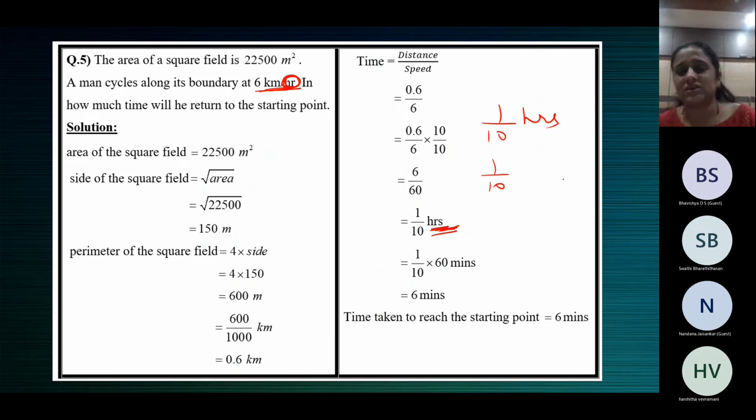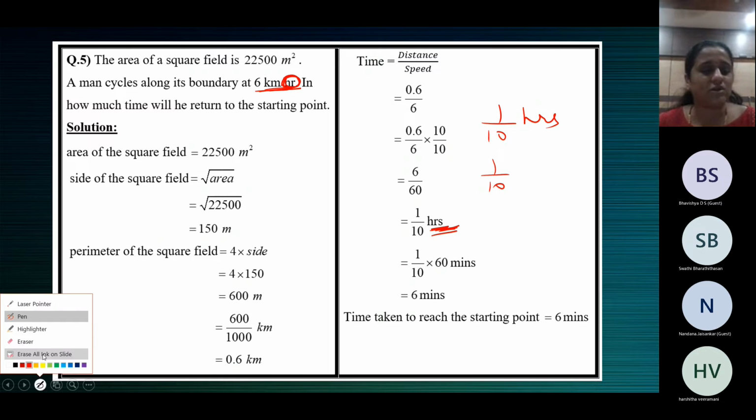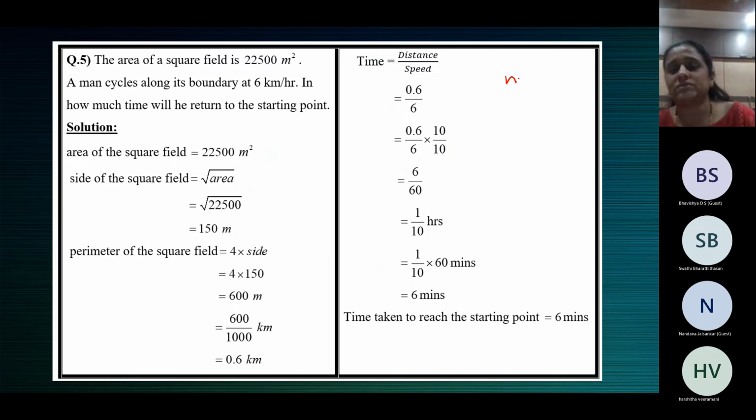So multiply by 60. Whether to multiply or divide, you can remember like this: seconds, minutes, hours. Always the number is 60. When you're converting a bigger unit to a smaller unit, multiply by 60. When you're converting a smaller unit to a larger unit, divide by 60.